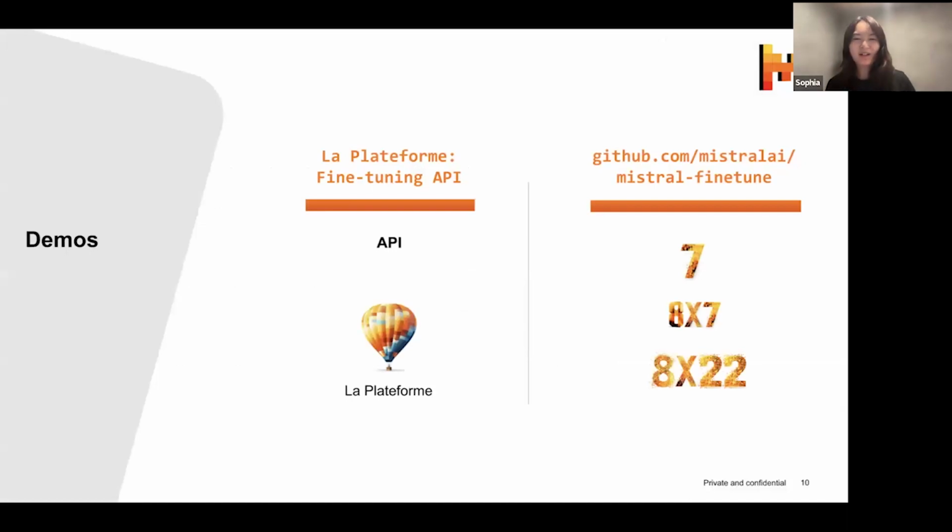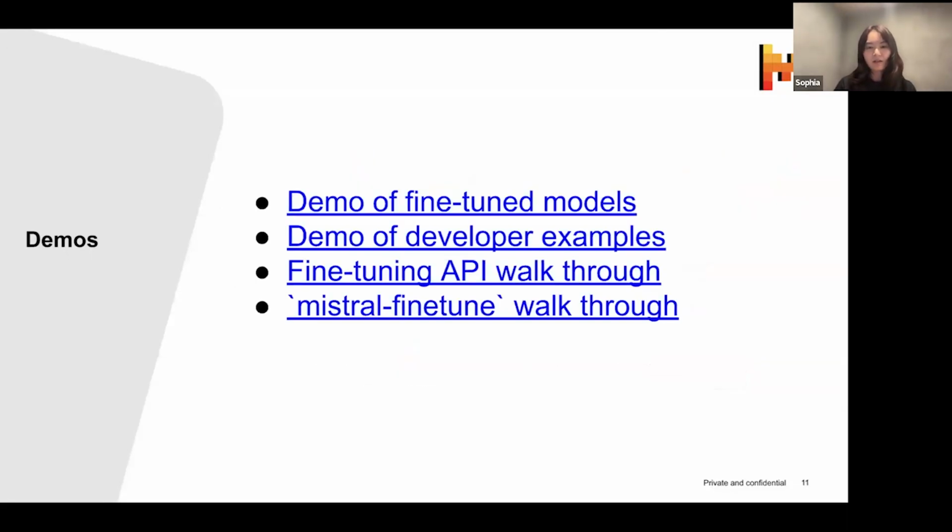Okay, so now I want to show you some demos, basically how to use our fine-tuning API and also how to use our Mistral Fine-Tune, the open source code base. Specifically, I want to show you 4 demos. A demo of how you can use a fine-tuned model that may be fine-tuned by yourself or by someone else. A demo of some developer examples, like real-world use cases, and also the API walkthrough and the Mistral Fine-Tune walkthrough.